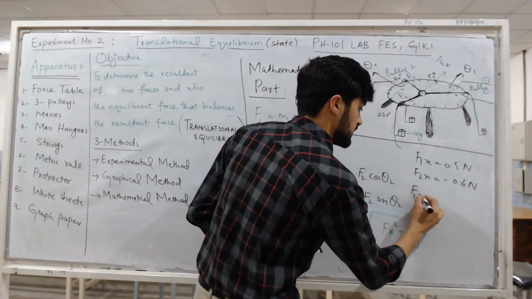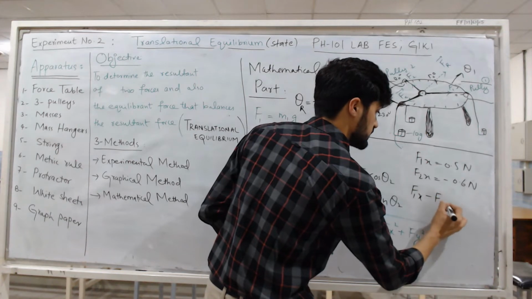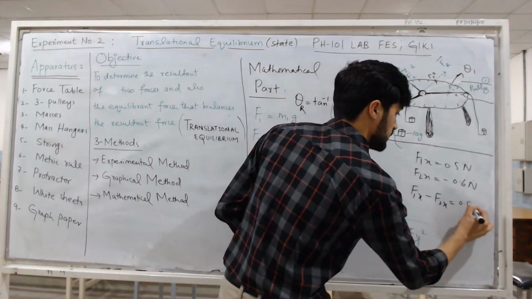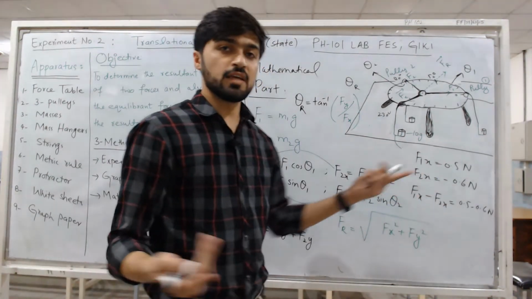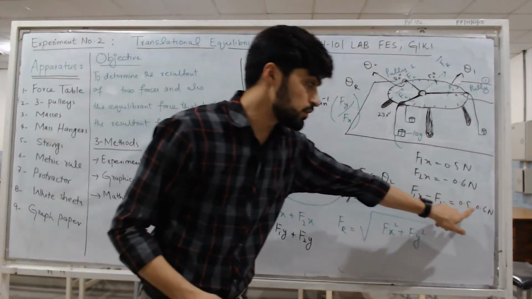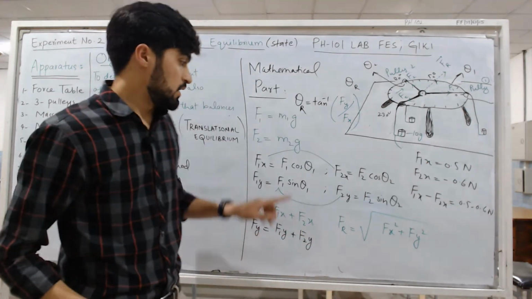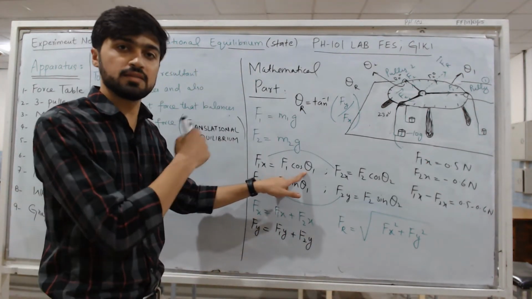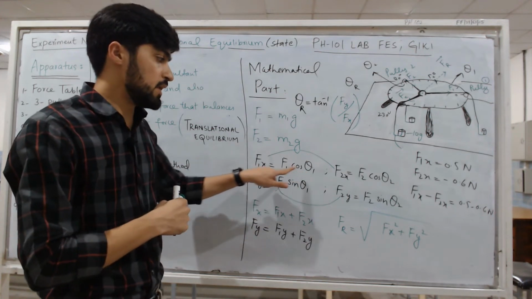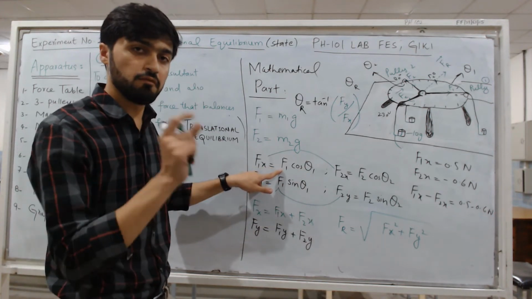You will be subtracting them. F1x minus F2x is equal to 0.5 minus 0.6. It is because F2x can be negative, so you will have to include the sign. Keep in mind, if this is, let's say, cos 120, cos is negative in the second quadrant, so it will give you a negative answer. It will give you a negative value.